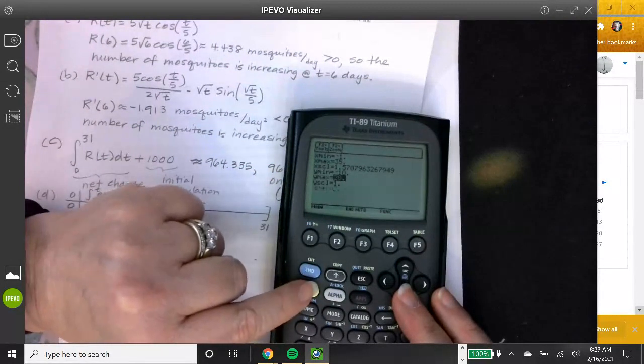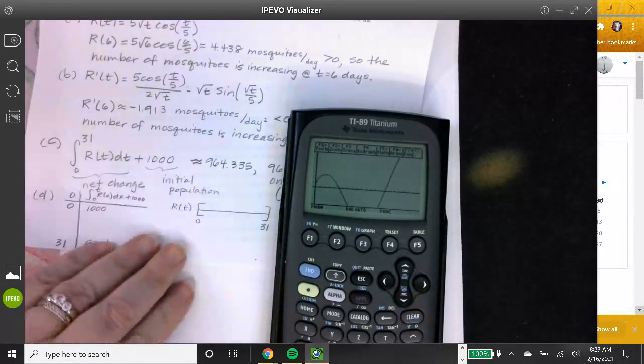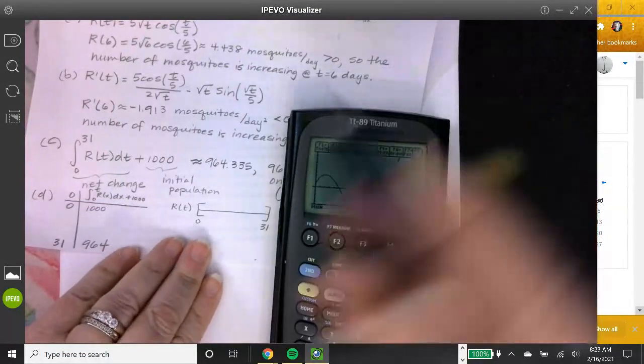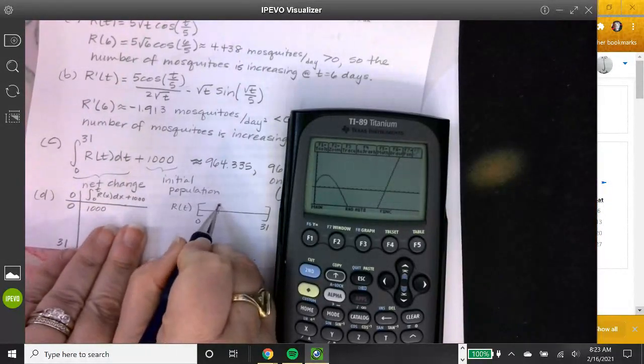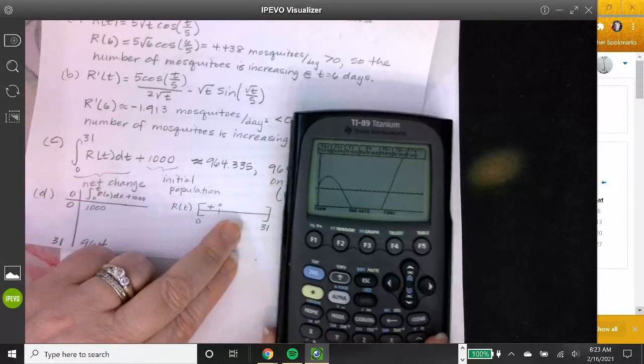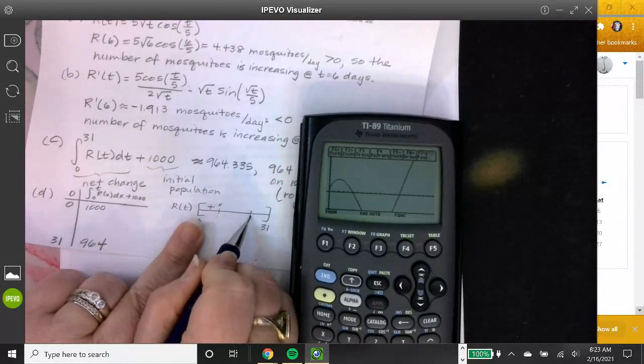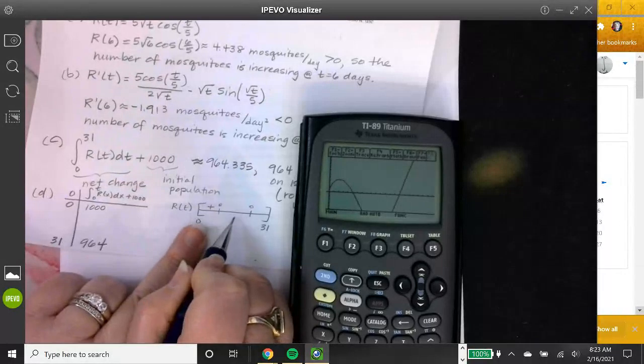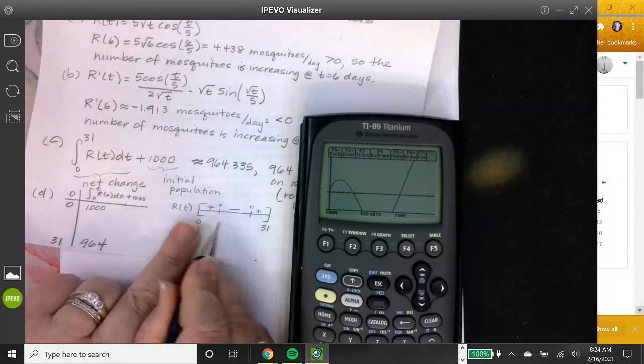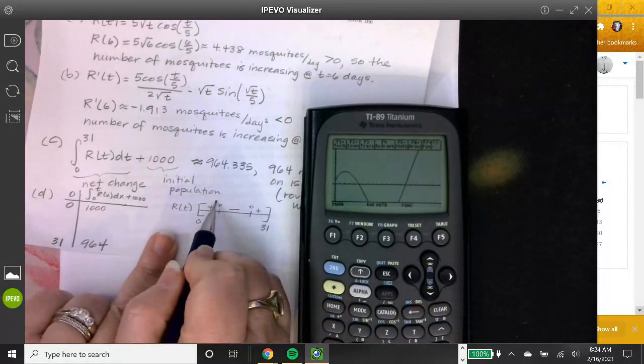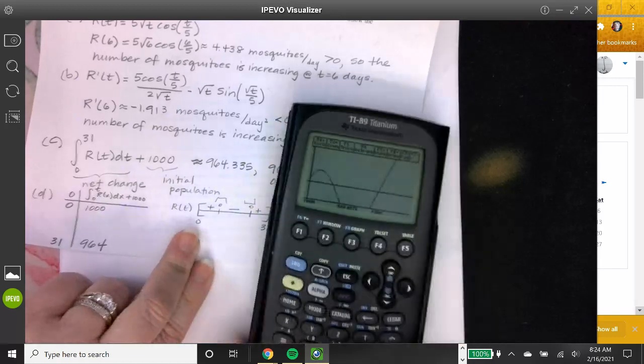So let's go back to the graph. And so I know it's positive from some number to here. And then I know it's negative here. And then I know it's positive again. So I need these two zeros. And I know that this might be a max and this might be a min. So how do we do that?